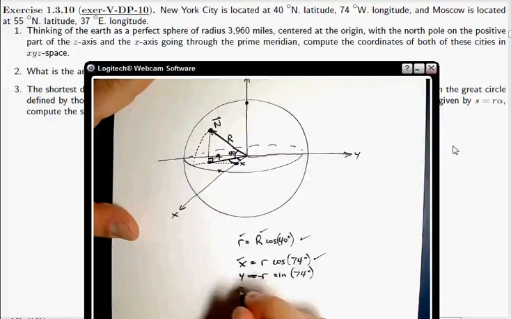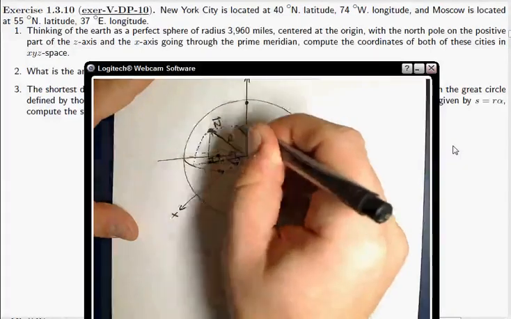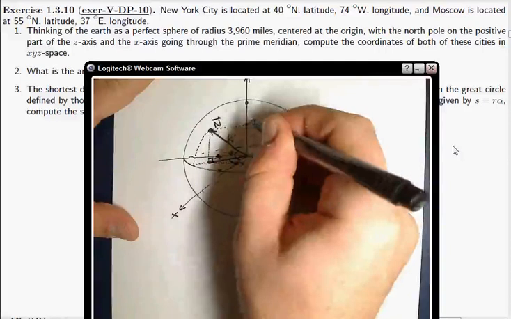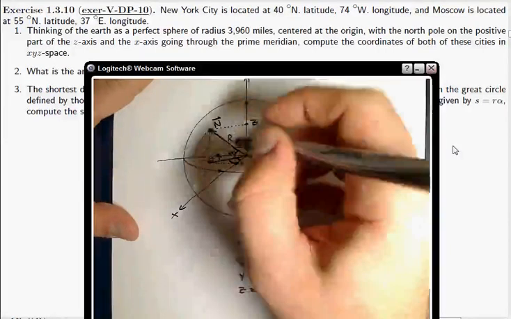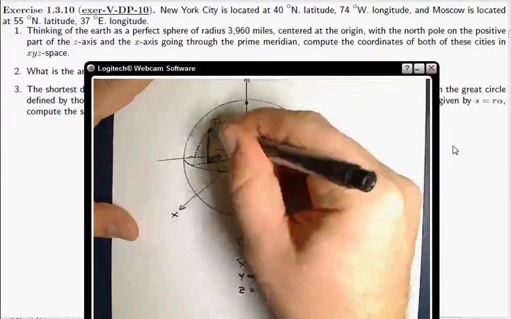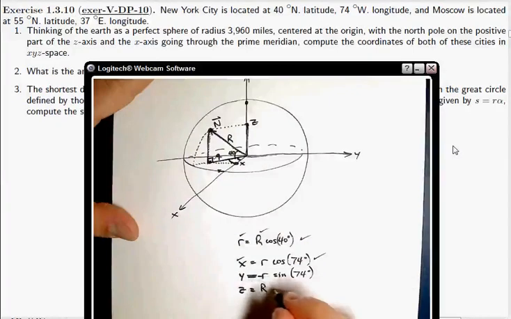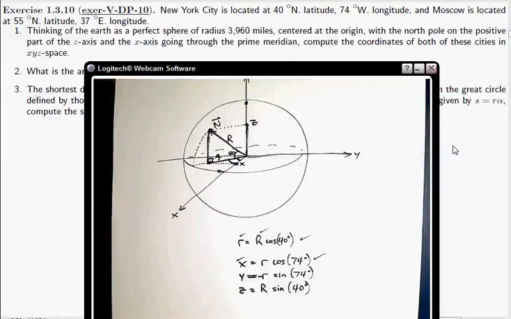All right, and then what's z? Well, z is actually one of the easier things. We don't have to deal with this little additional factor here. Z is just, I've got R. I know that 40 degrees. So this z is the same as that height there. And that height is just going to be big R times the sine of 40. There you go. All right. Sure. Okay.